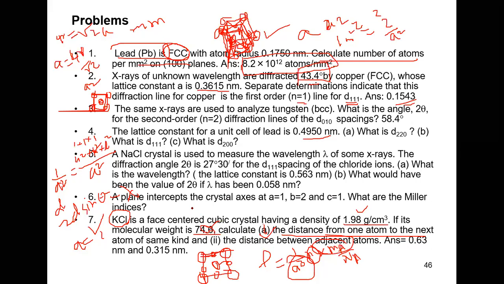This one is interesting. A plane intercepts the crystallographic axes at one lattice constant on the x-axis, 2 lattice constants on the y-axis, and 1 lattice constant on the z-axis. What are the Miller indices? So we will take reciprocals. The reciprocal of 1 is 1, the reciprocal of 2 is half, and the reciprocal of 1 is 1. And then convert into integers, so 2, 1, and then 2. That would be the Miller indices.